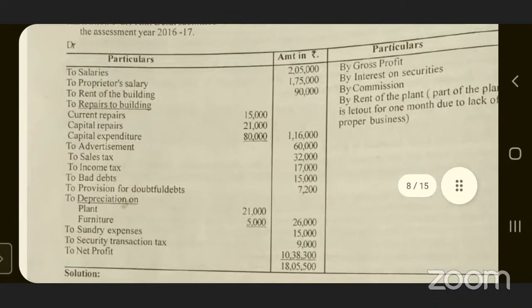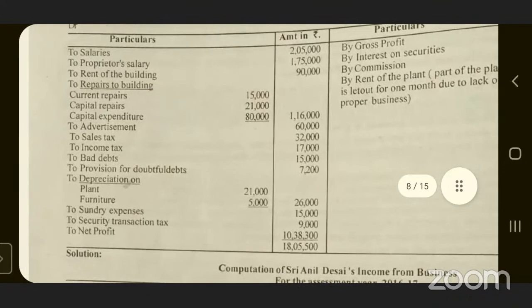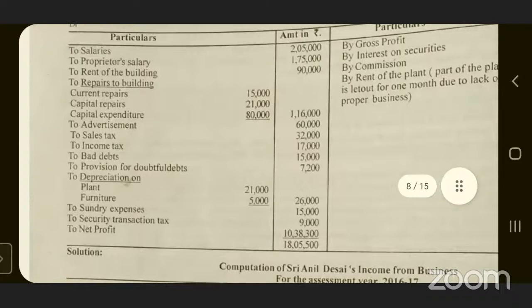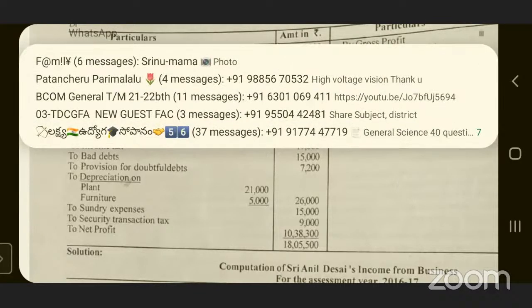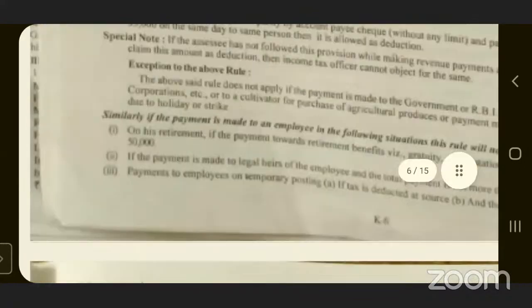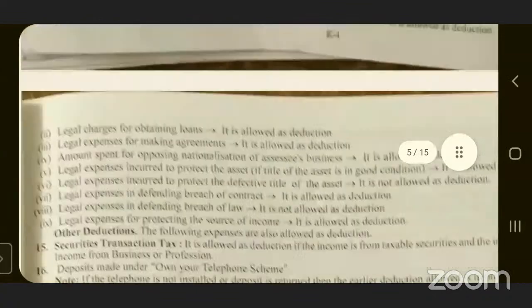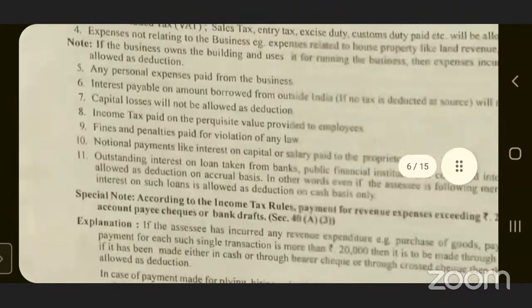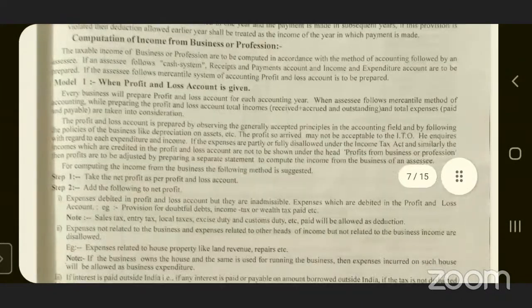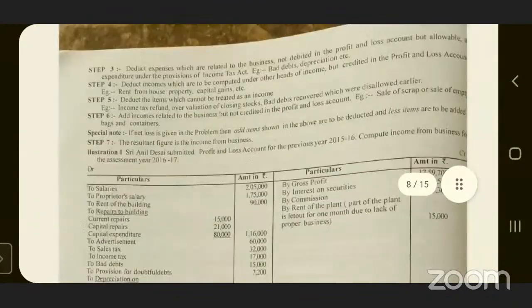Current repairs will be allowed as admissible expenditure only. Advertisement is also admissible expenditure. Sales tax is admissible expenditure, whereas income tax is not admissible expenditure. Coming to the point of bad debts, it is admissible. In the points, it is clearly mentioned. There are so many points which are admissible and which are not admissible. The blind thing we need to follow is that expenditures which are related to the business are admissible expenses. That is a golden rule of thumb.